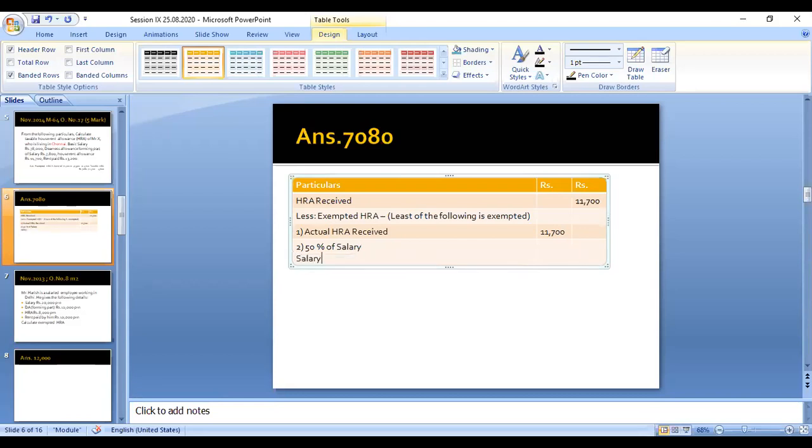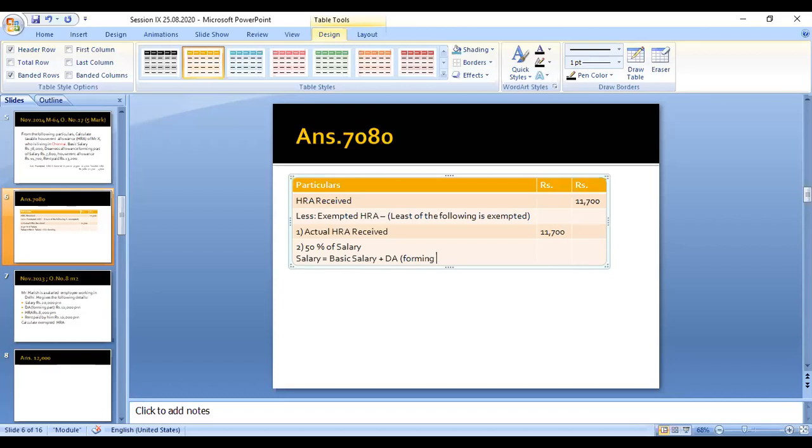Salary is equal to basic salary plus DA. Here we also have to take TA. Why do you have to take TA? Because TA is forming part of the salary.